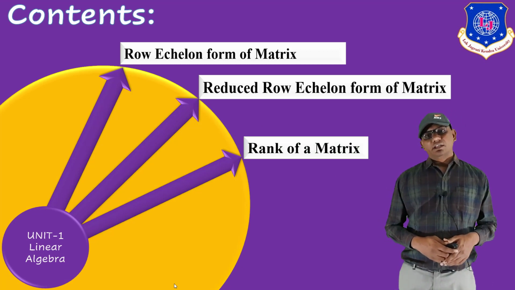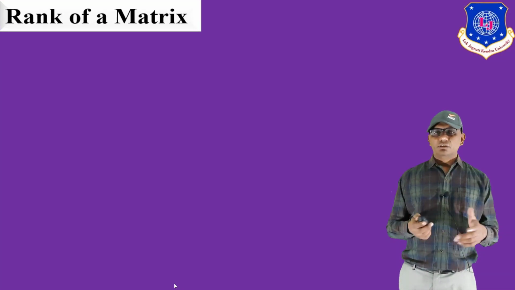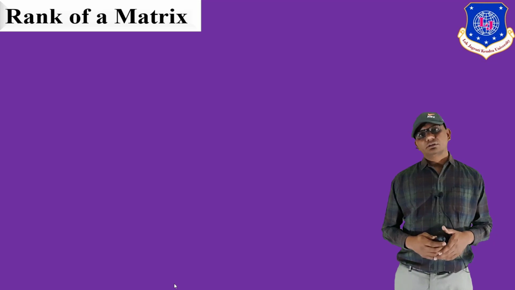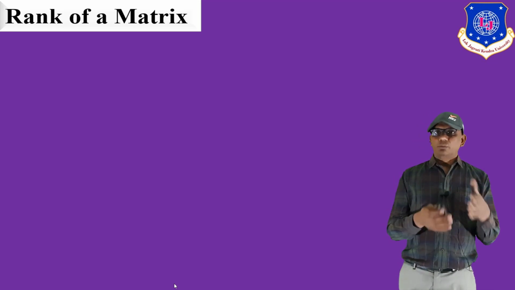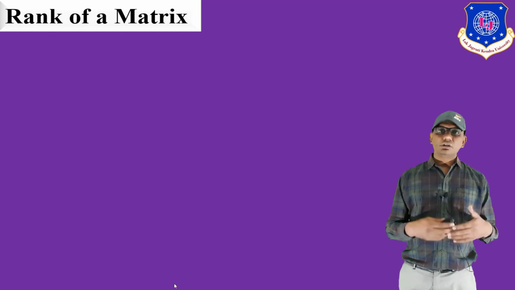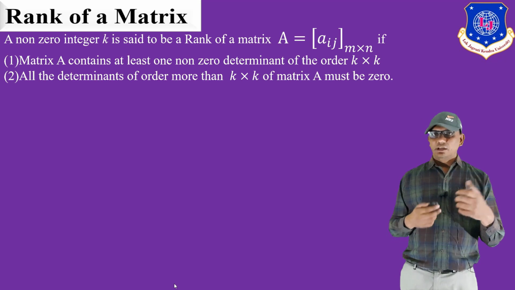Here the rank of a matrix is our next topic. In this topic we have to understand the definition of the rank, but we identify the rank from the number of leading elements in the row echelon form or reduced row echelon form. So this is the definition of the rank of a matrix.